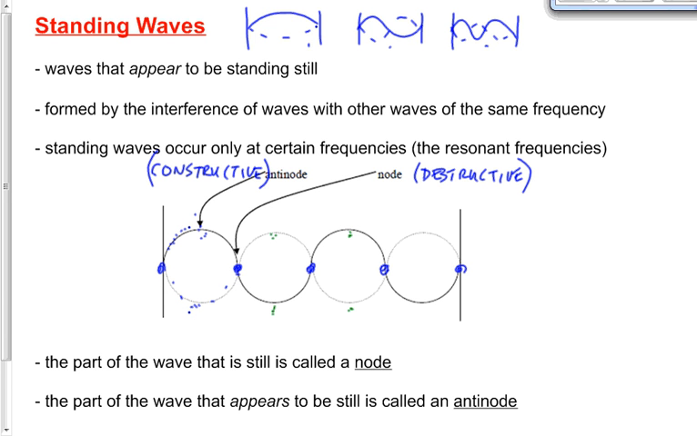A little bit more here. We've already talked about this, but it's just formally writing it down here. The part of the wave that is still, the part of the wave that's not moving, we established up here as the part that experiences destructive interference. We call that the node. And the part of the wave that is moving up and down, but appears to be standing still, is what we call the antinode. Okay, the node, remember, we have destructive interference. The antinode is where we have constructive interference.